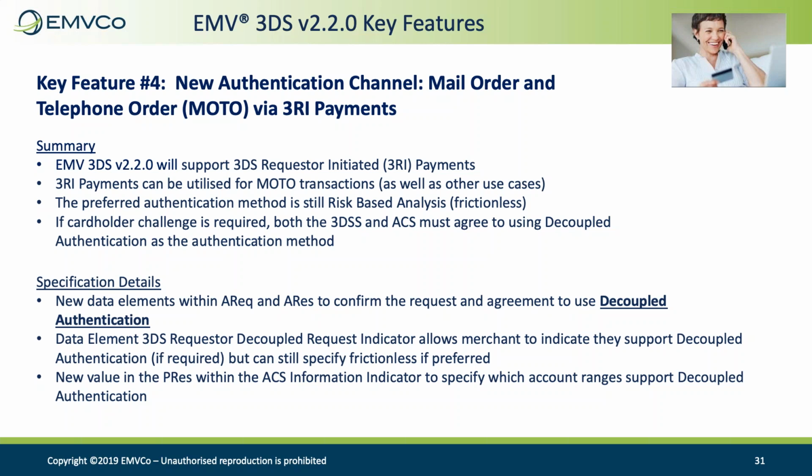New data elements within the specification include the decoupled authentication indicator. The 3DS requester decoupled request indicator allows the merchant to indicate that they support decoupled authentication if required, but can still specify frictionless as preferred. There is also a new value in the PRES, within the ACS information indicator, to specify which account ranges support decoupled authentication.